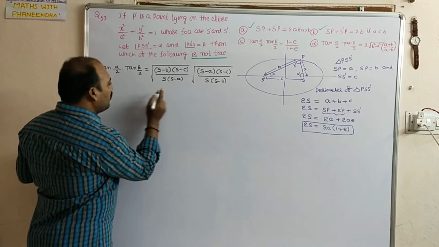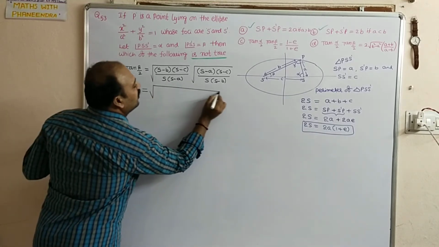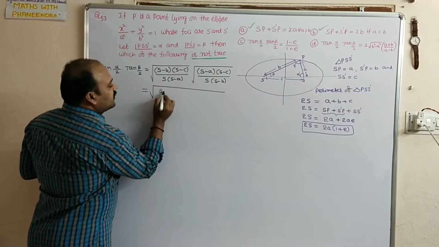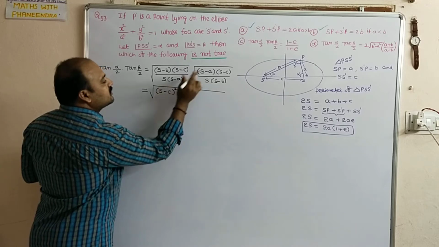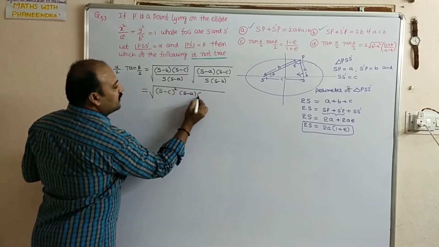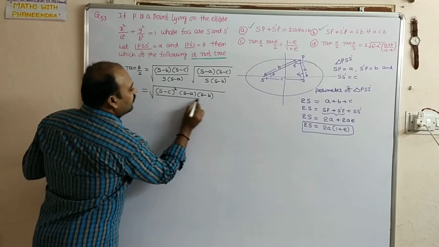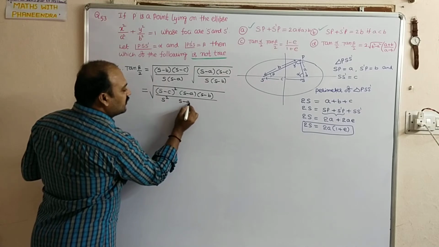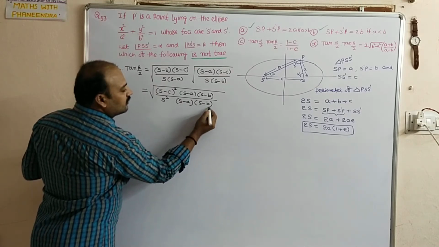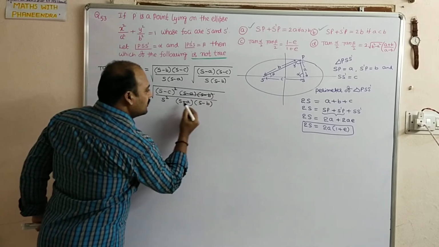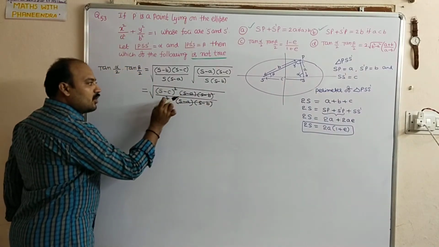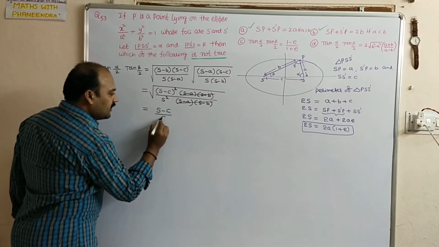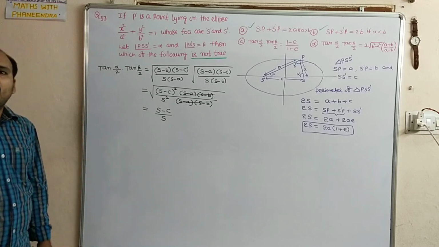So root A into root B, root A by B only. So we can write it as square root of, in this S minus C whole square will be there, S minus A into S minus B divided by S into S, S square, S minus A into S minus B. So you can cancel these two values. Square and root will be cancelled. You will get S minus C divided by S. This is the value of tan alpha by 2 into tan beta by 2.